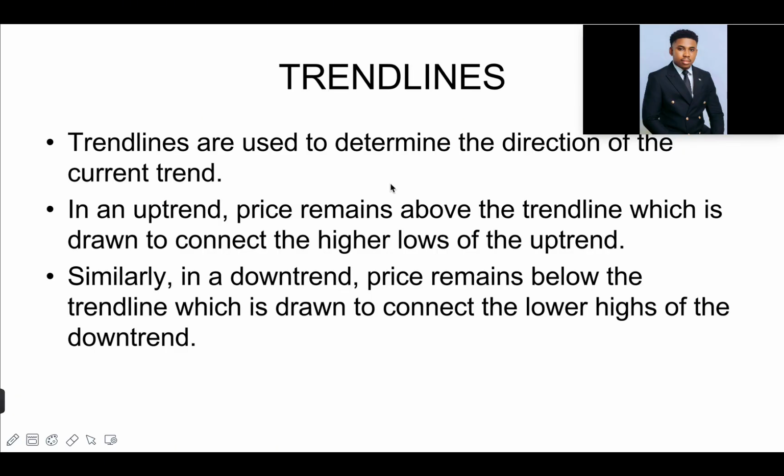Now let's talk about trend lines. So trend lines are used to determine the direction of the current trend. In an uptrend, price remains above the trend line, which is drawn to connect the higher lows of the uptrend. Similarly, in a downtrend, price remains below the trend line, which is drawn to connect the lower highs of the downtrend.